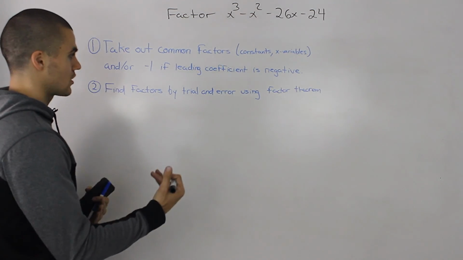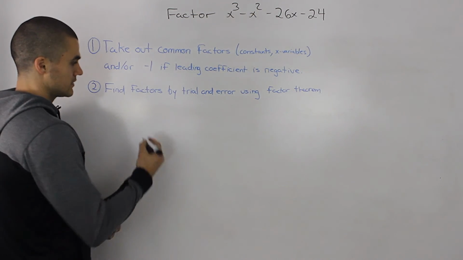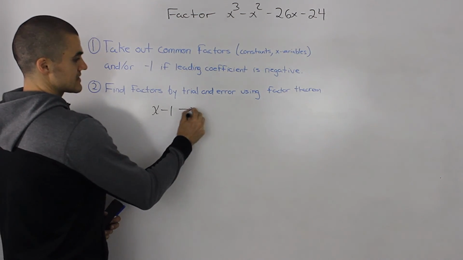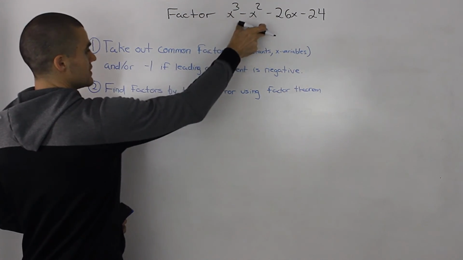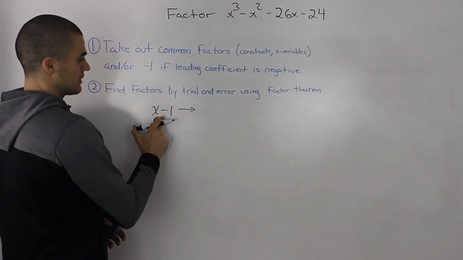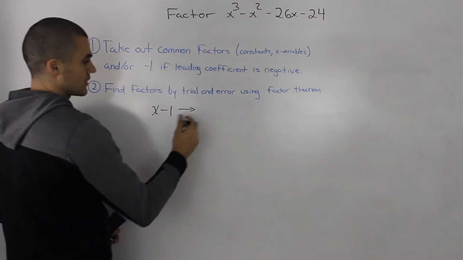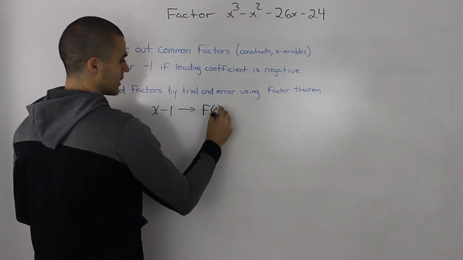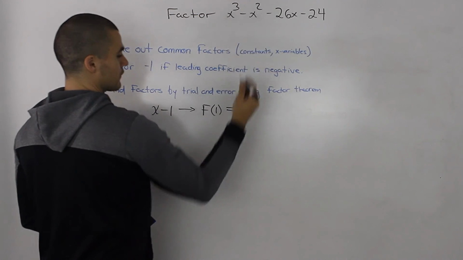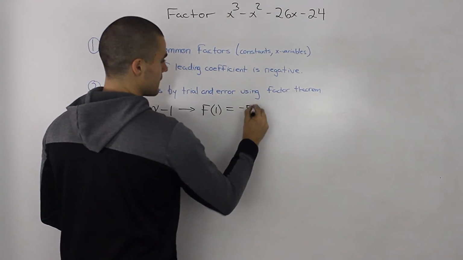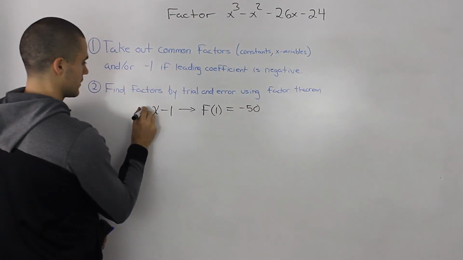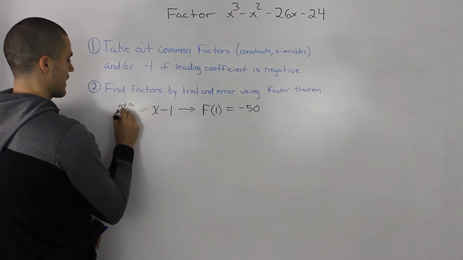So I usually like to start with really simple plus or minus 1. So for example, let's test if x minus 1 is a factor of this polynomial. The way we would do that, we would find what the remainder would be if we divided this polynomial by x minus 1. So we could use the remainder theorem and just plug in our k value of 1. And if we do that, f of 1, plugging in 1 for the x values, we would get -50. So we know x minus 1 is not a factor.